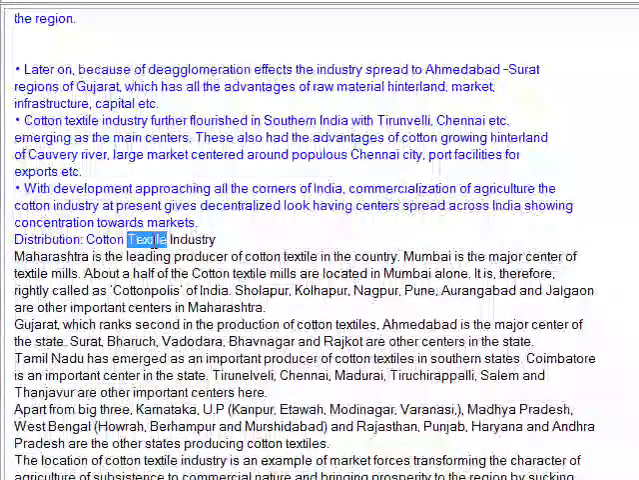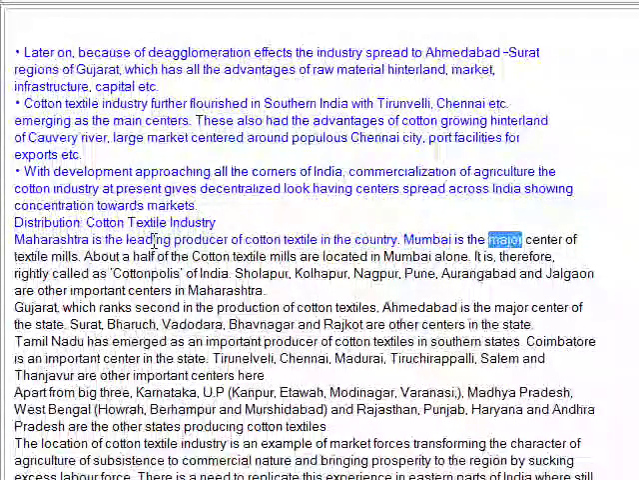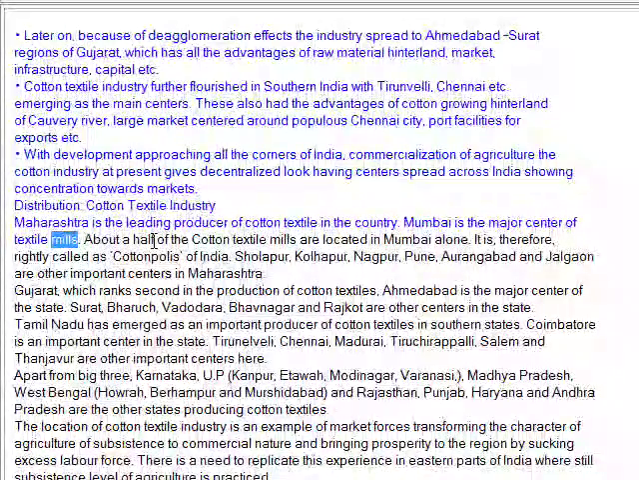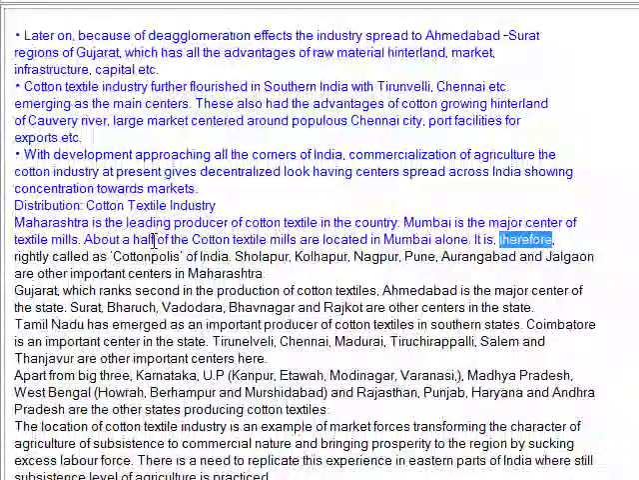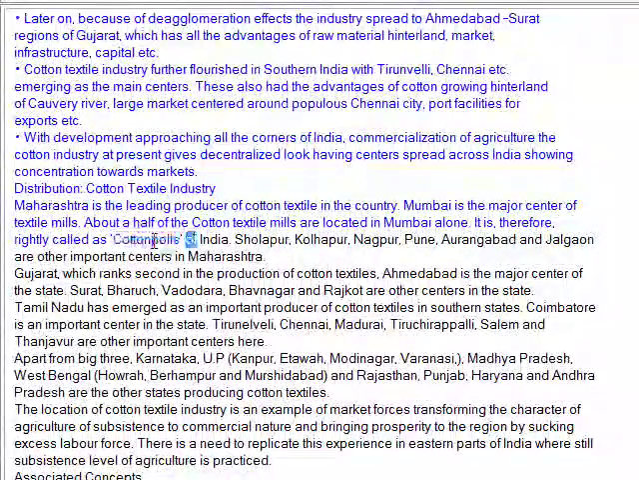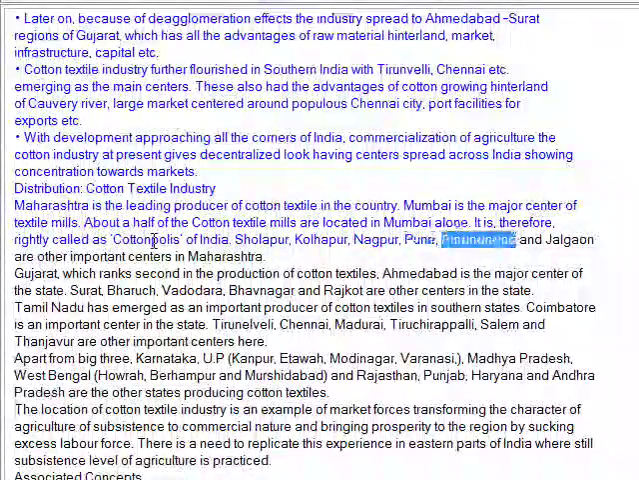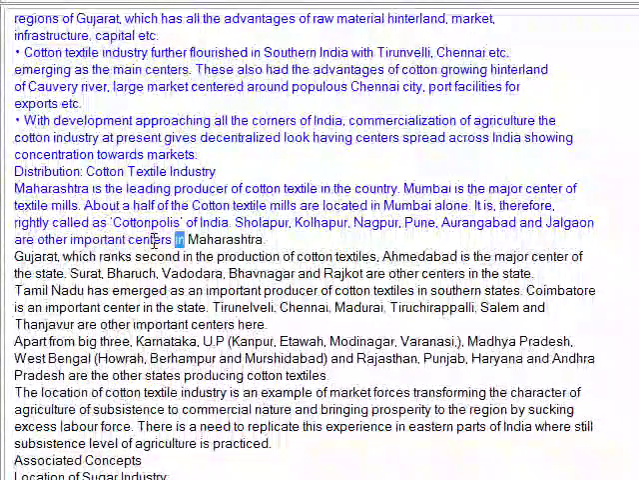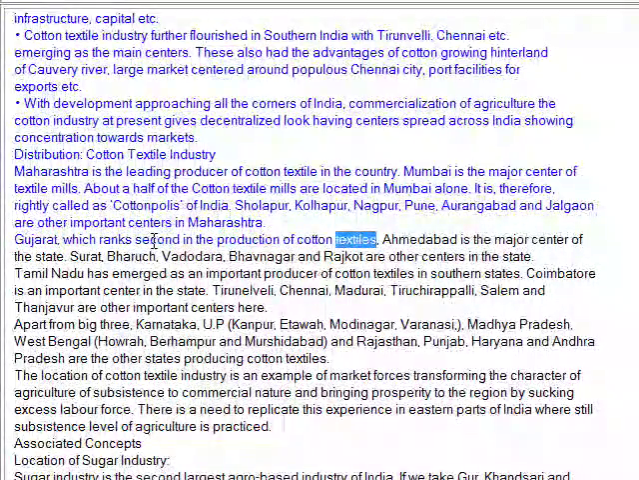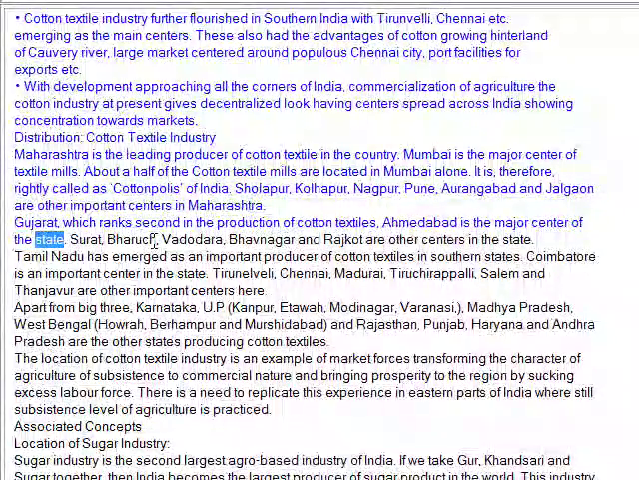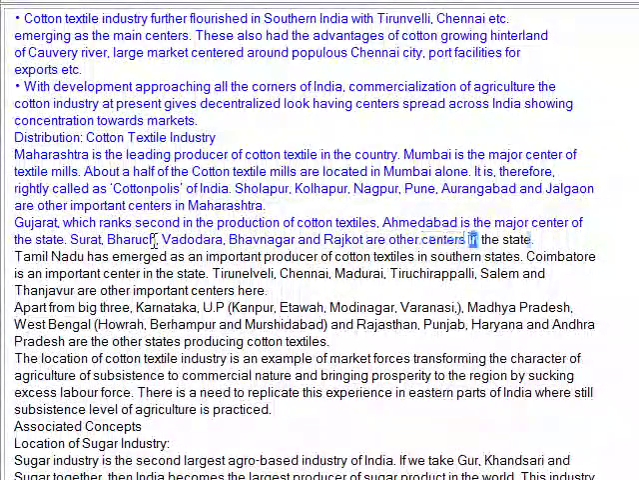Distribution of cotton textile industry. Maharashtra is the leading producer of cotton textile in the country. Mumbai is the major center of textile mills. About half of the cotton textile mills are located in Mumbai alone. It is, therefore, rightly called the Cottonopolis of India. Sholapur, Kolhapur, Nagpur, Pune, Aurangabad and Jalgaon are other important centers in Maharashtra. Gujarat ranks second in the production of cotton textiles, and Ahmedabad is the major center of the state. Surat, Broach, Vadodara, Bhavnagar and Rajkot are other centers in the state.